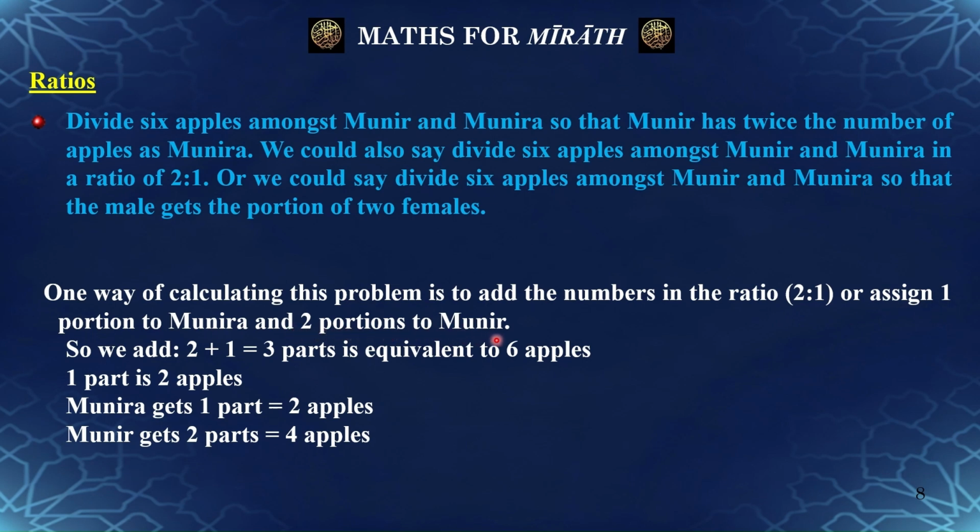So we add 2 and 1, which equals 3. So 3 parts are equivalent to 6 apples. Hence 1 part is 2 apples. Munira gets 1 part, which is equal to 2 apples. Munir gets 2 parts, which is equal to 4 apples.